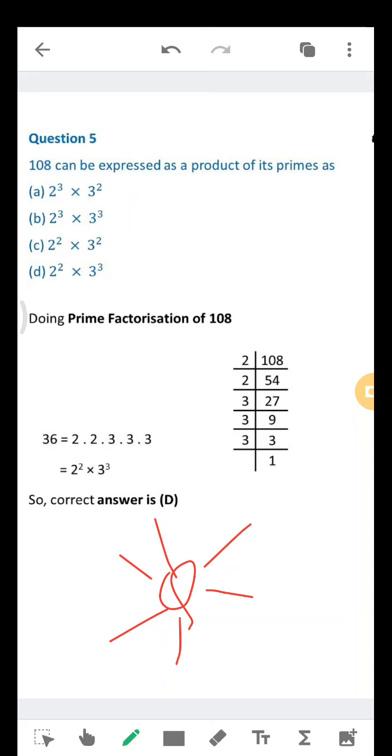Then next question, very simple. 108 can be expressed as a product of its primes as. So find the prime factors of 108, then write it as the product of primes. That is 2 square into 3 cube. That is the correct option. So keep practicing case based questions. In the coming test you are going to have 2 case based questions, CBQs.